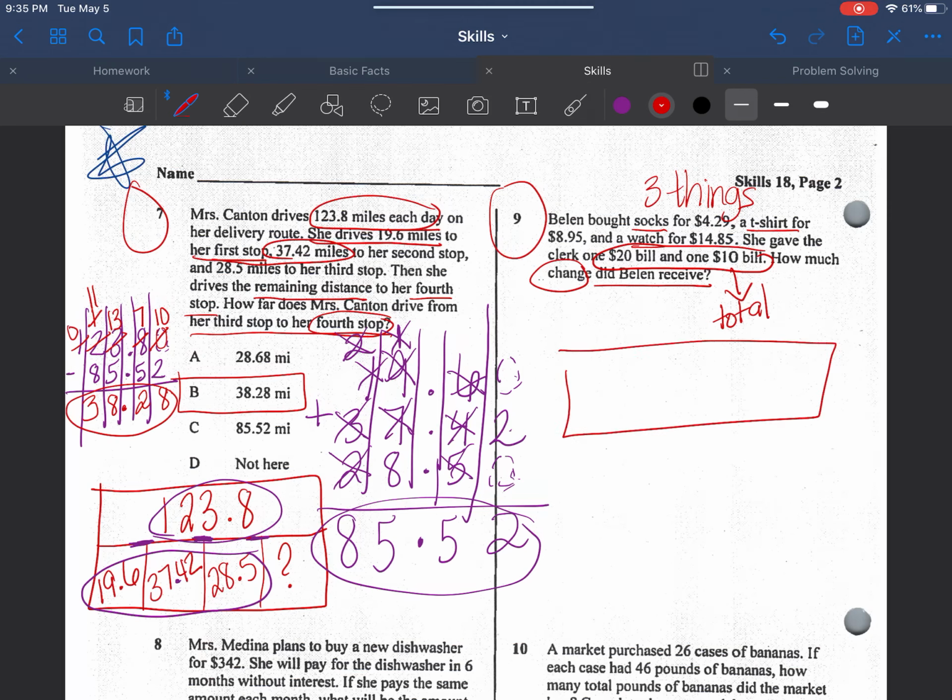How much change did Belen receive? So I'm looking for how much change she is going to get back. So I'm going to go ahead and do my strip diagram. My total was $20 plus $10. That makes $30. That's my total. How many parts do I have? I have actually 4 parts. And you're probably thinking, no, miss, we have 3. It's actually 4 because it's going to be the socks, the t-shirt, the watch, and then the change, which is the part we are looking for.